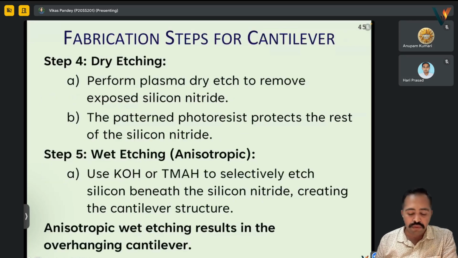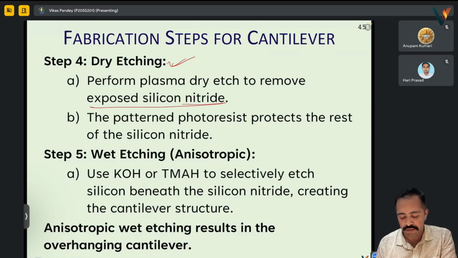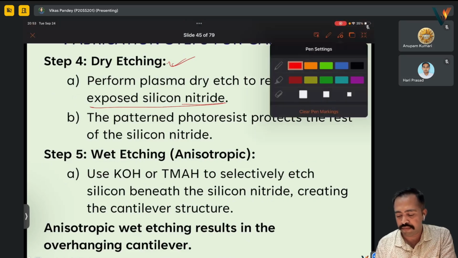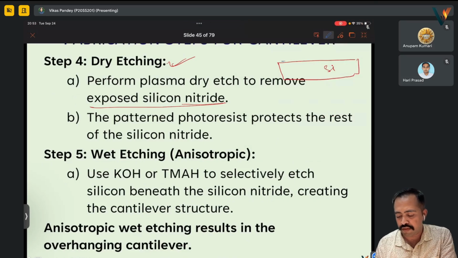Then we do the dry etching. That is, we remove the exposed silicon nitride, like I showed by removing, right? So this is silicon. Now we have just silicon nitride layers, and that is also patterned using whatever pattern we want, wherever we want to make the cantilever.